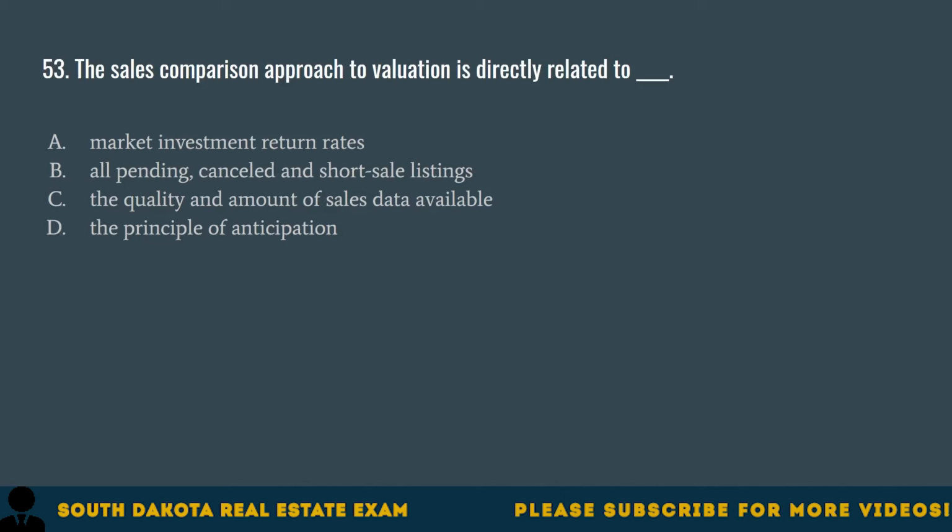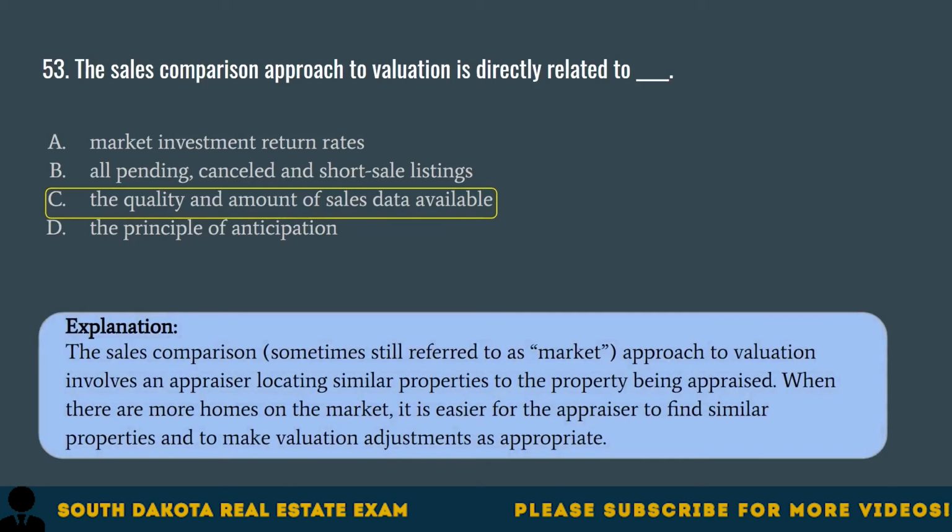Question 53. The sales comparison approach to valuation is directly related to A. Market investment return rates. B. All pending, canceled, and short sale listings. C. The quality and amount of sales data available. D. The principle of anticipation. The correct answer is C. The quality and amount of sales data available. The sales comparison, sometimes still referred to as market, approach to valuation involves an appraiser locating similar properties to the property being appraised. When there are more homes on the market, it is easier for the appraiser to find similar properties and to make valuation adjustments as appropriate.